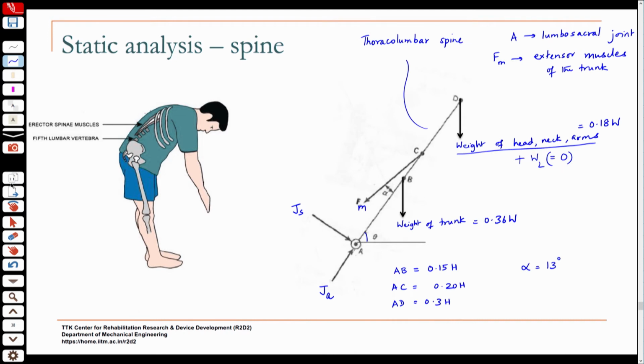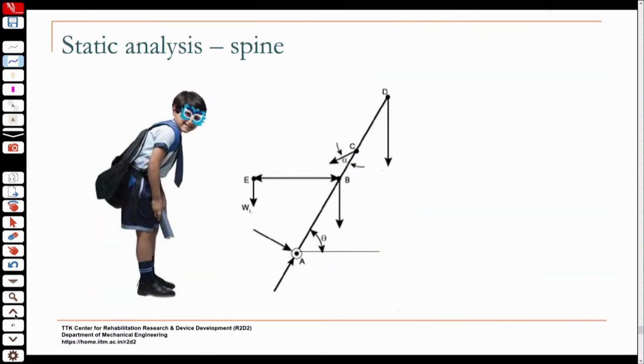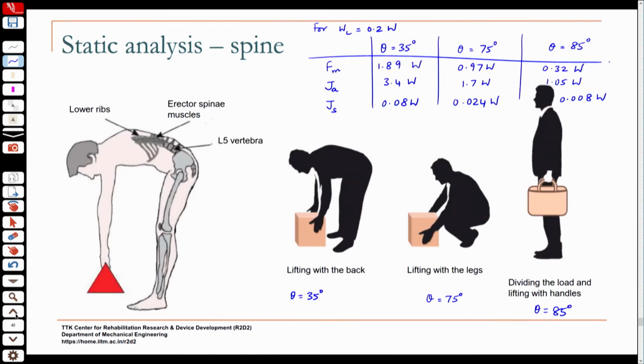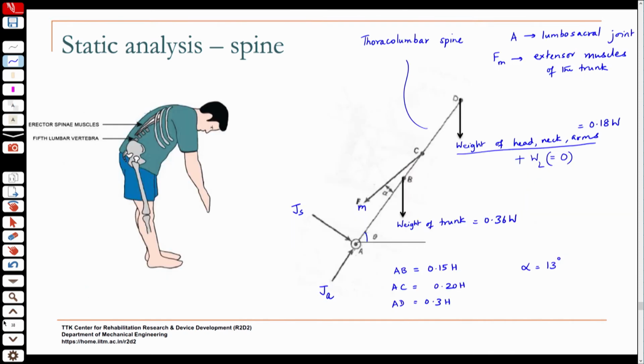Now, let us look at the case. Once you've lifted the load, we'll look at the analysis using a backpack next. Before that, when a person is carrying the load, let's look at a case now where WL equal to 0.2 W, and the person is carrying an equally distributed 0.1 W load in each hand.